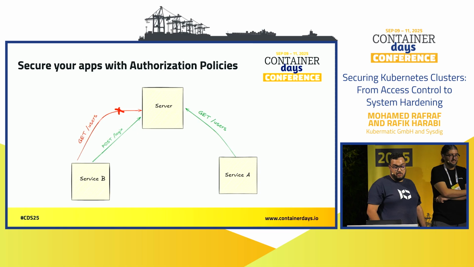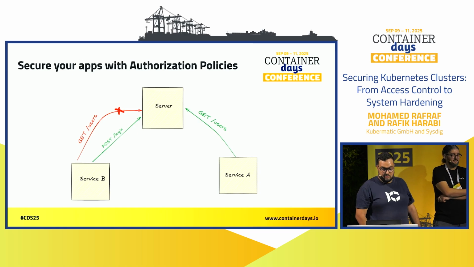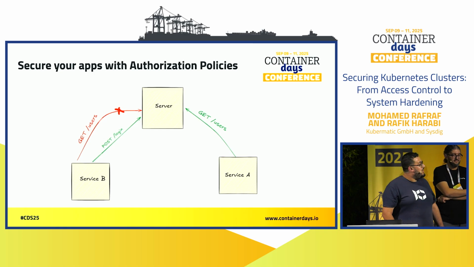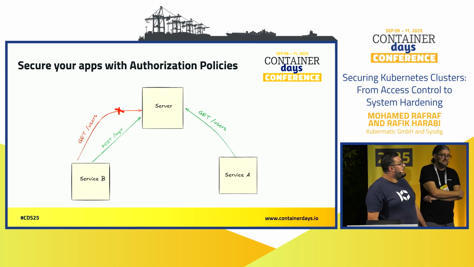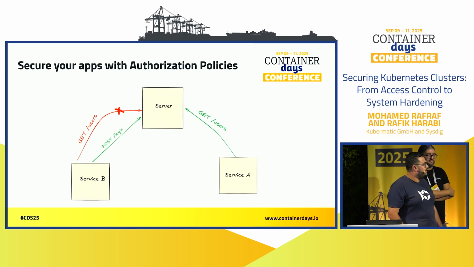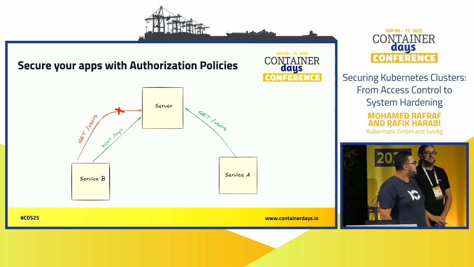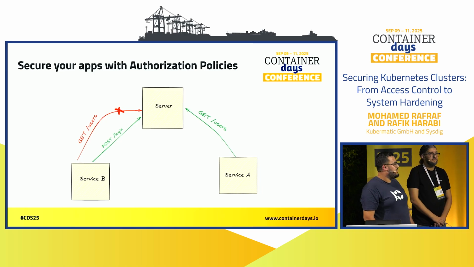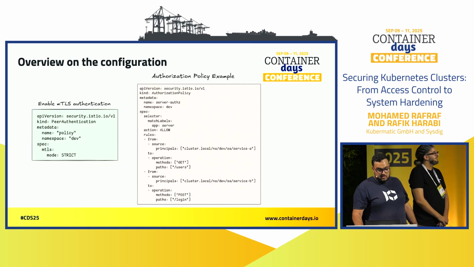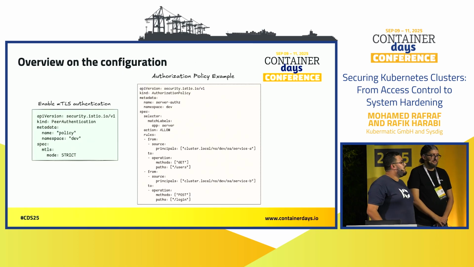Authorization: how to secure your application with authorization policies. An authorization policy in Istio defines what actions a service is allowed to perform on another service. In this example, as you can see, service A is sending a request to the user endpoint and successfully gets the response, but on the other side, service B cannot do it. So this is what an authorization policy can do in Istio, by restricting some path or some endpoint for a specific application. So this is an overview of the configuration and how it could happen.